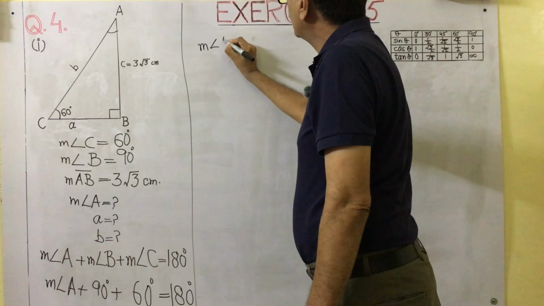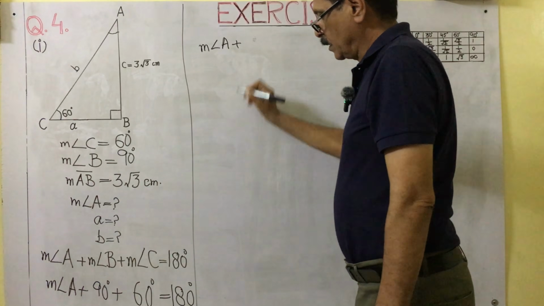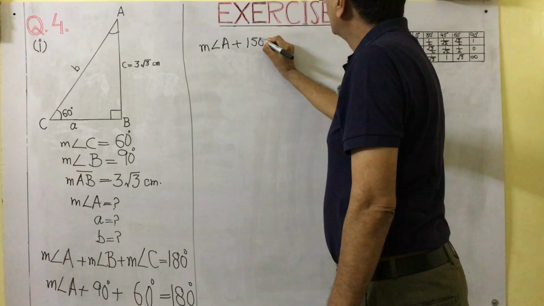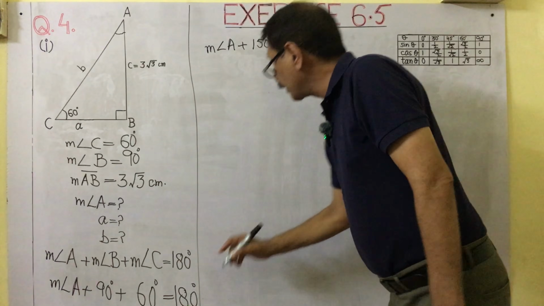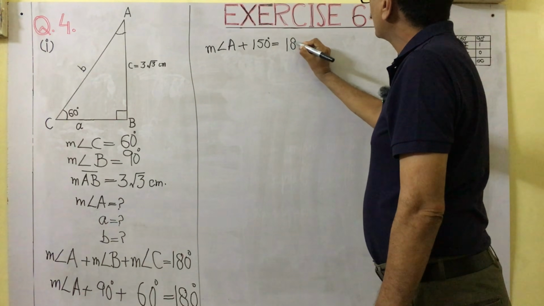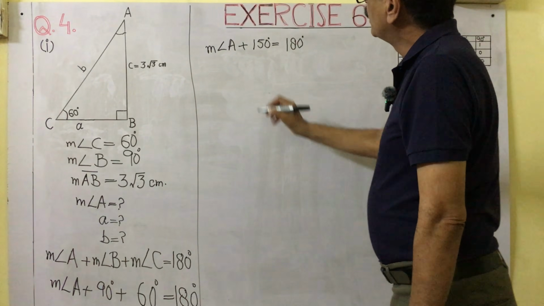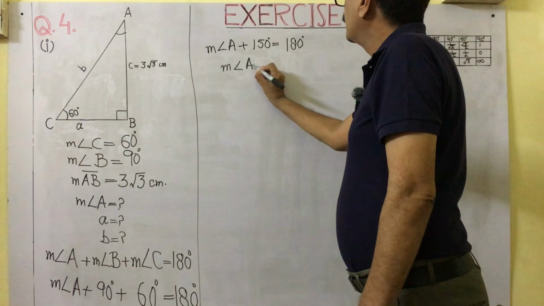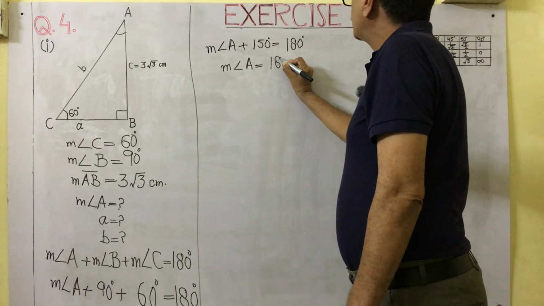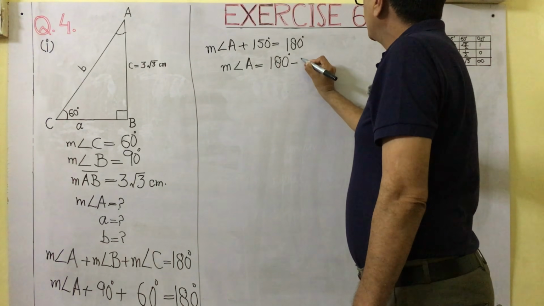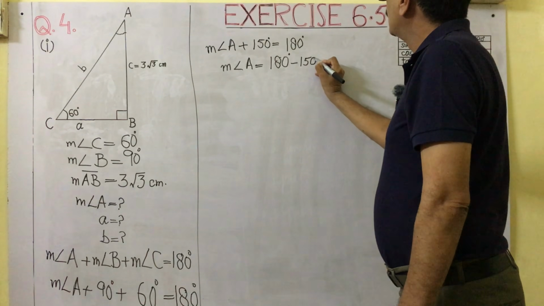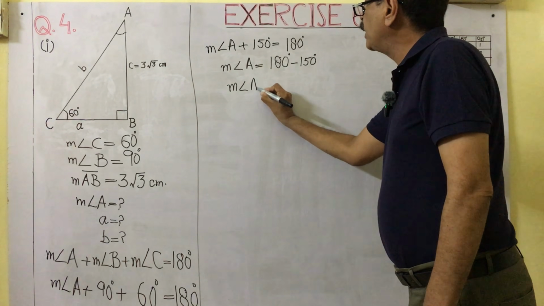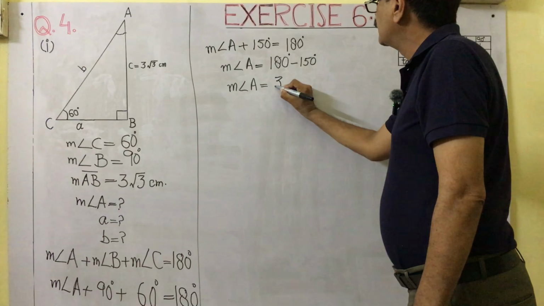Angle A plus 150 degrees is equal to 180 degrees. We can find out angle A: 180 degrees minus 150 degrees. So, angle A comes to be 30 degrees.